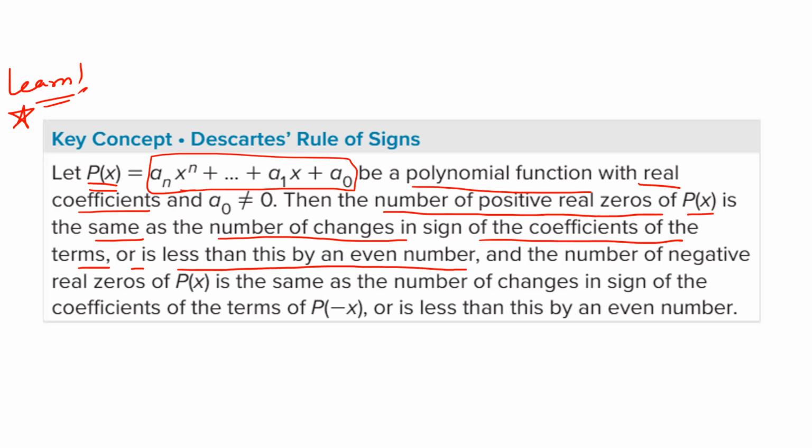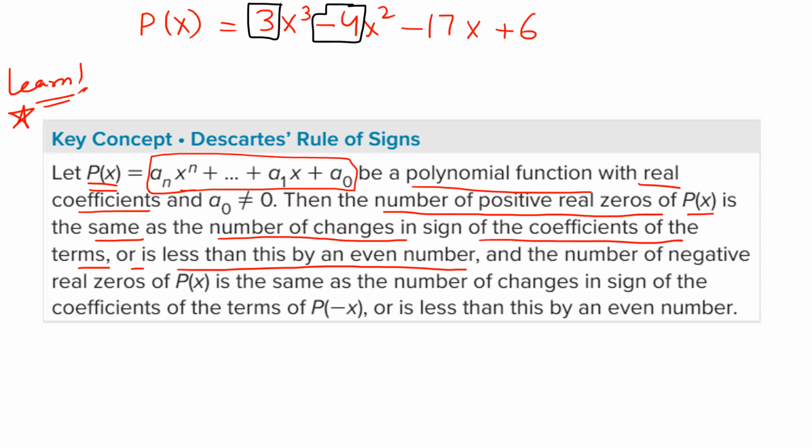What does that mean? So if you have P(x) and you look at the numbers, for example, I'm just taking an example from question number 17. I'm writing the polynomial, so it is 3x cubed minus 4x squared minus 17x plus 6. So you have to observe the coefficients, meaning the numbers. What are the numbers? 3, then minus 4, then minus 17, and then 6. These are the coefficients.